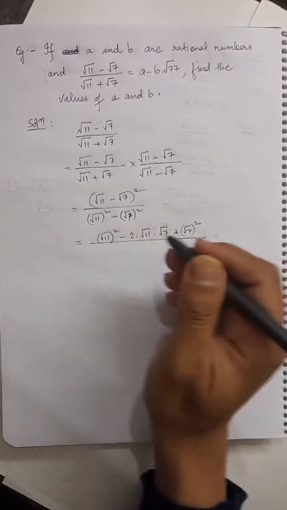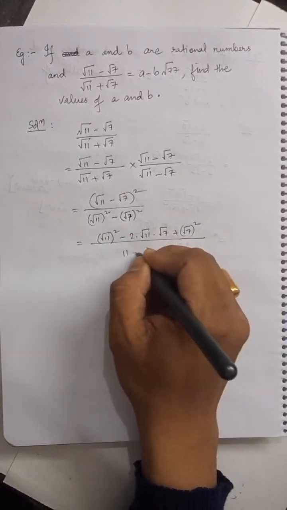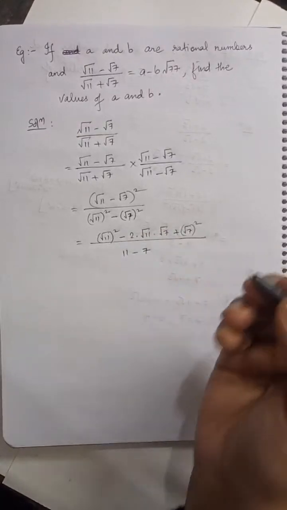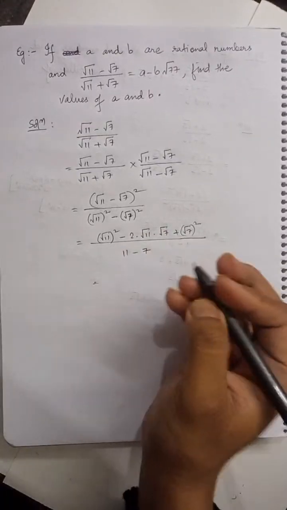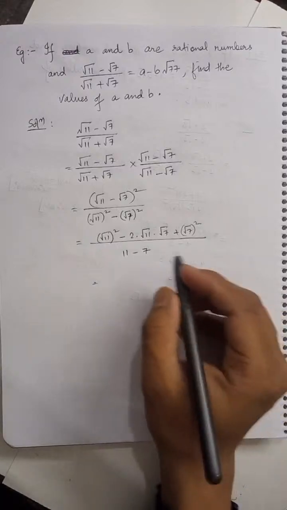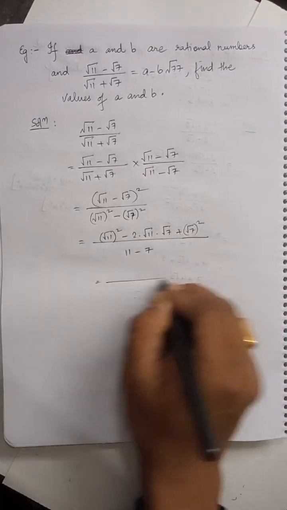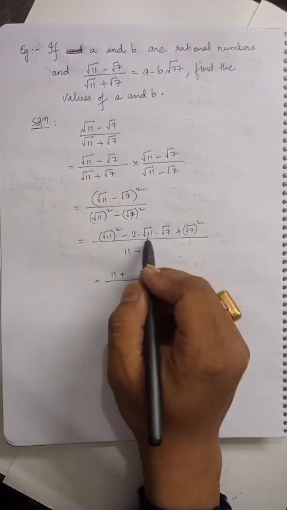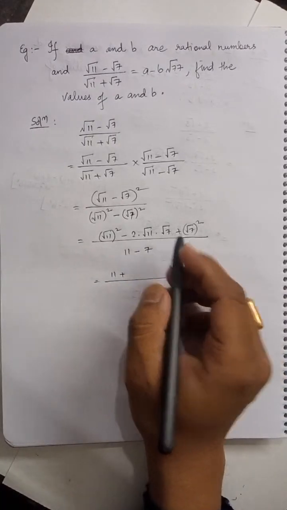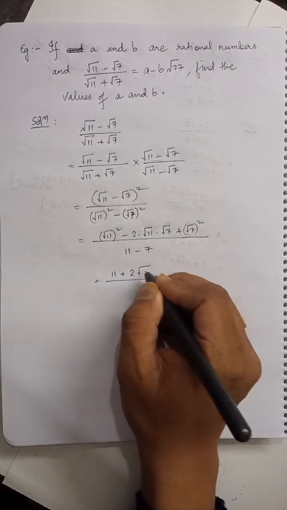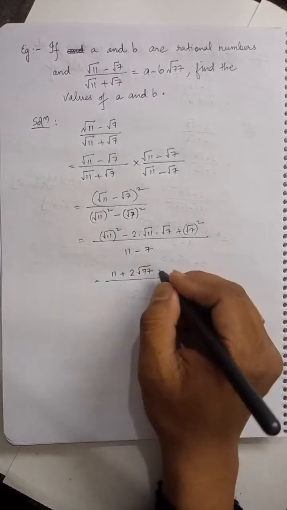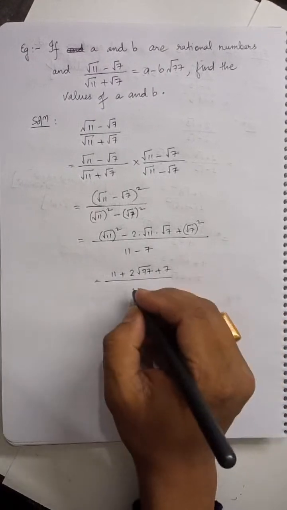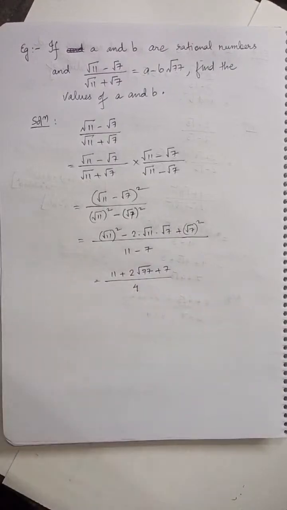So root over 11 whole square is how much? 11, and minus 7 whole square is 7. 11 minus 7 is how much? 4. So root over 11 square is 11, and we can multiply root over 11 and root over 7, and this becomes 2 root over 77 and plus 7. 11 minus 7 is 4.